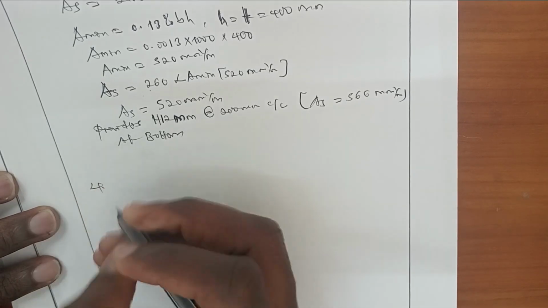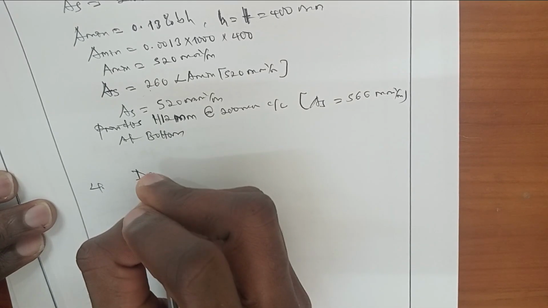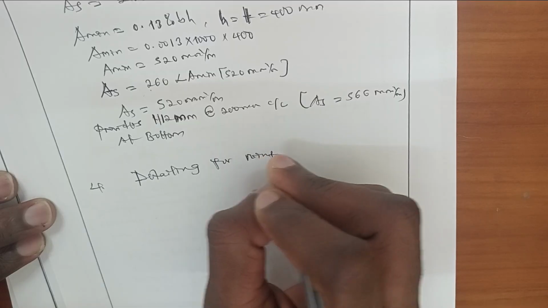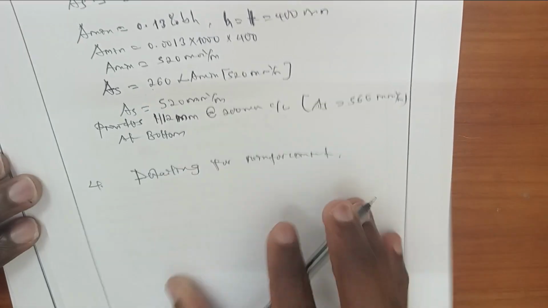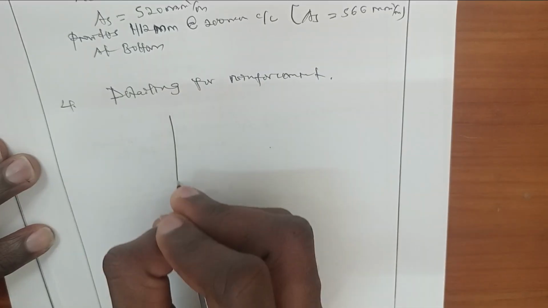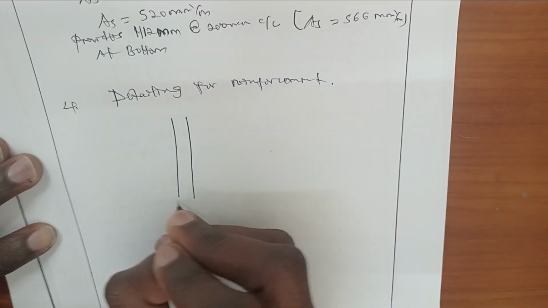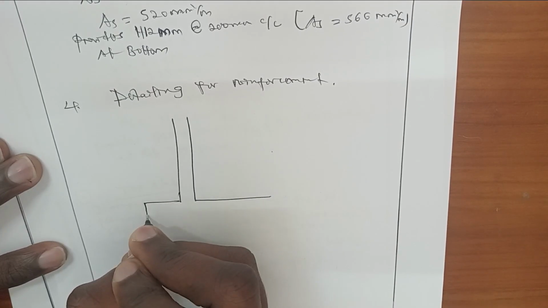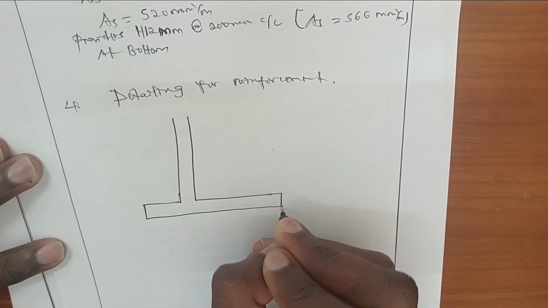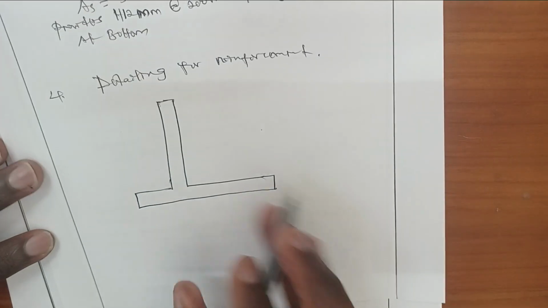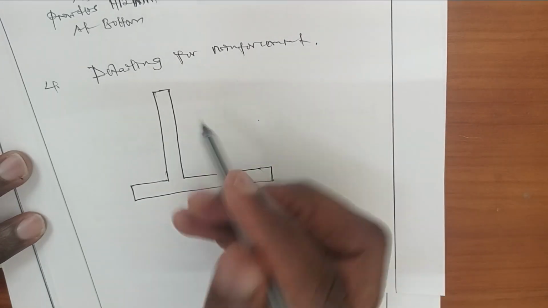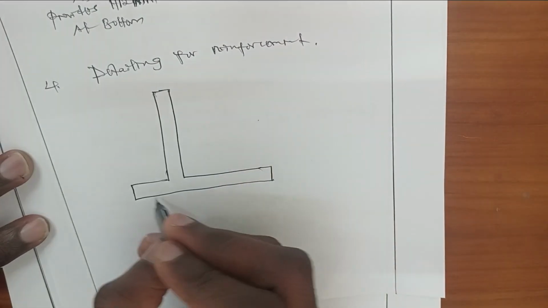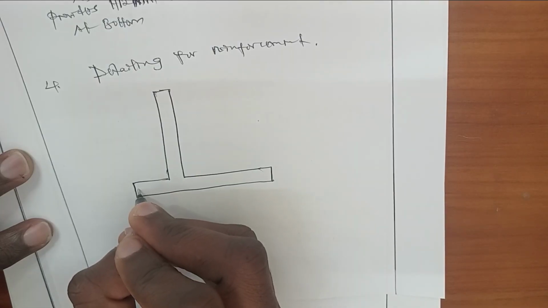The next step is detailing of the reinforcement for the cantilever. How can we do the detailing? This is the cantilever, which has a heel slab and toe slab. Its reinforcement will be in this way. This cantilever should be provided with mesh reinforcement to prevent shrinkage and cracking.